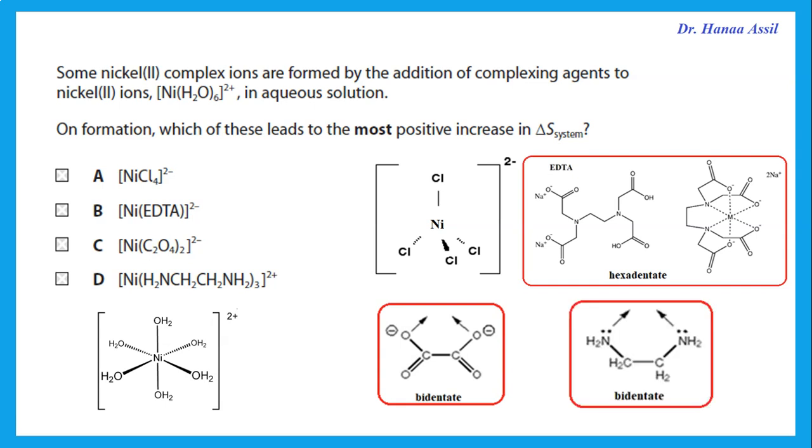Remember, if we replace it with a higher dentate ligand, a higher number of dative bonds per ligand, this is a more positive increase in delta S system. So if I replace a monodentate by EDTA, this is a more positive delta S system.